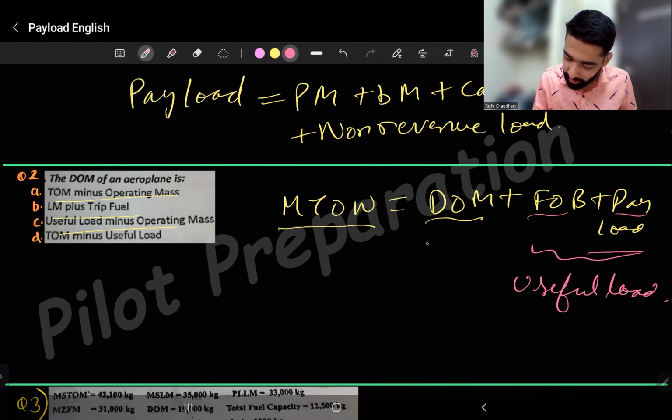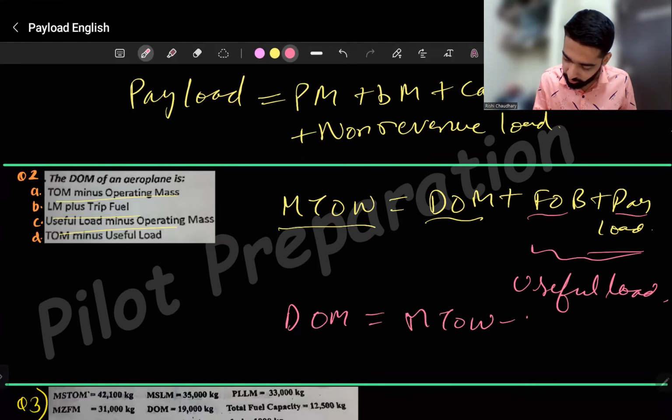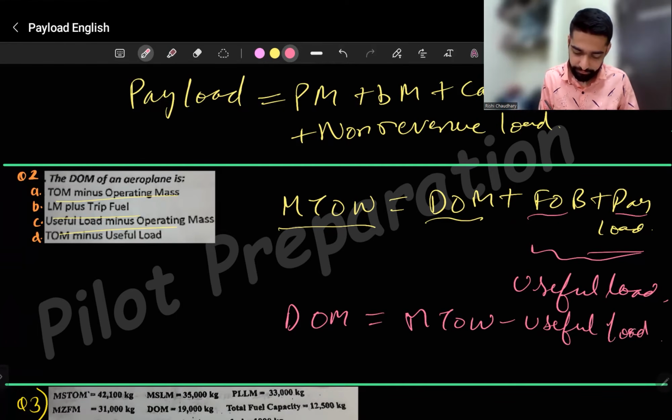Correct. So I will say DOM is nothing but MTOW minus useful load. So let's see if there is something like that. We have dry operating mass of an aircraft is takeoff mass minus operating mass. Operating mass is DOM plus FOB, so this is wrong. Then we have landing mass plus trip fuel. So landing mass plus trip fuel is nothing but MTOW2.